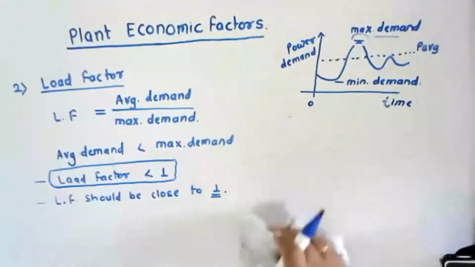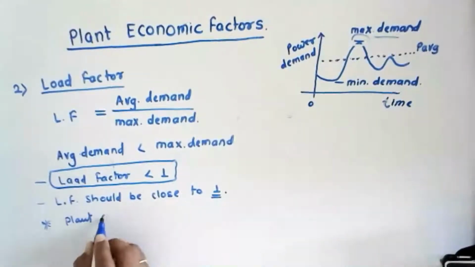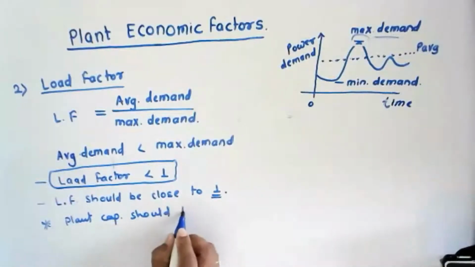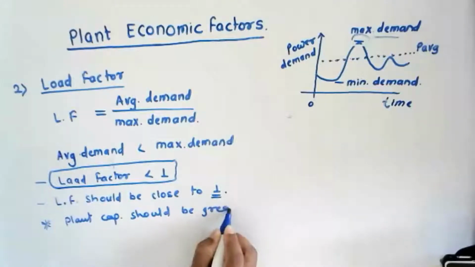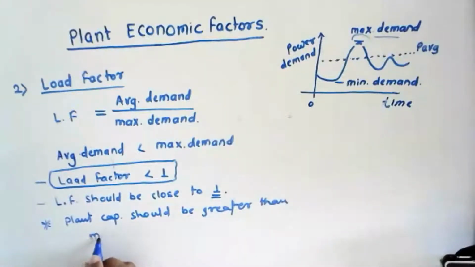So here is one important point: the plant capacity should be greater than the maximum demand. Okay, this one is an important point. The plant capacity should be greater than the maximum demand.